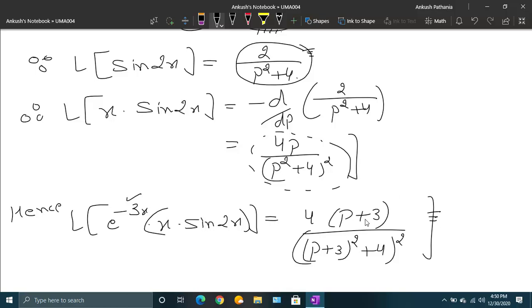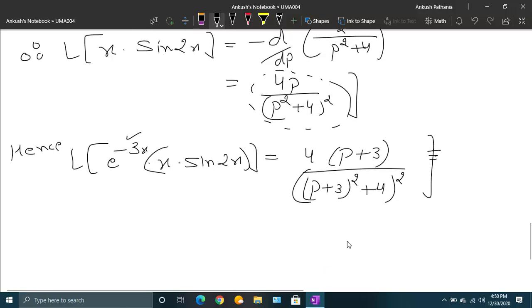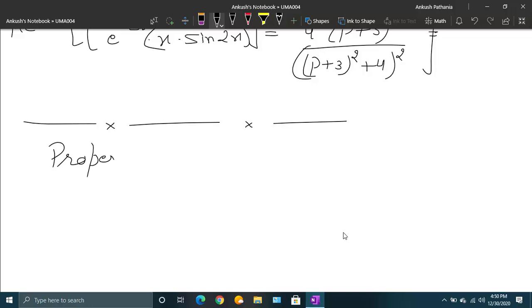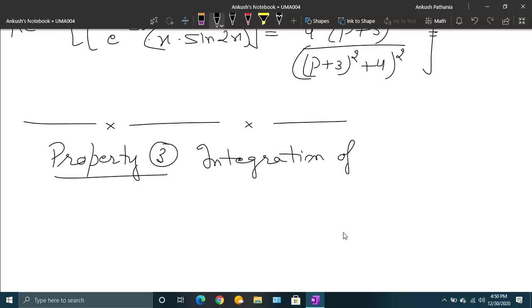So this was your example number 3 related to property number 2, differentiation of Laplace transform. Now I am coming to property 3, and that is what we call integration of Laplace transform.